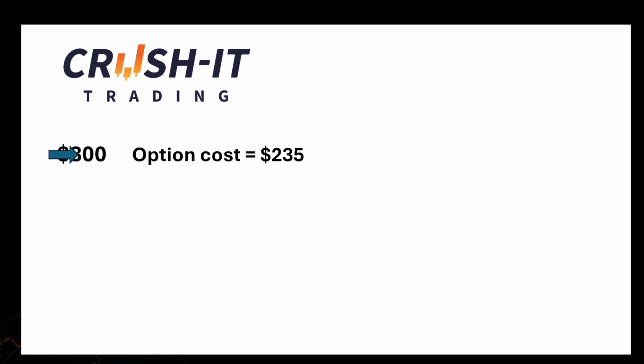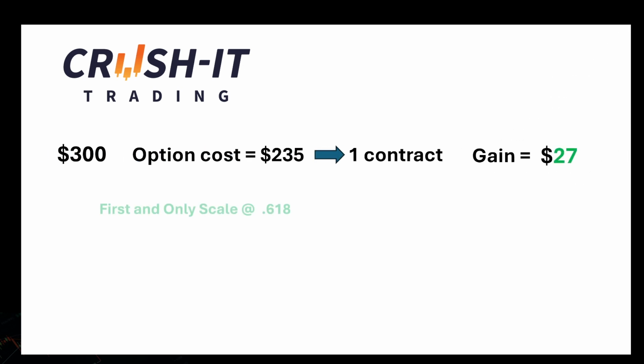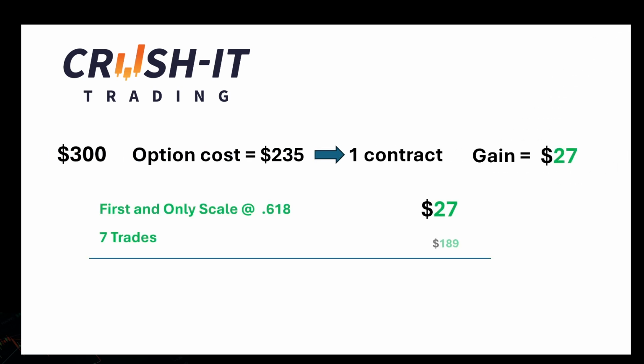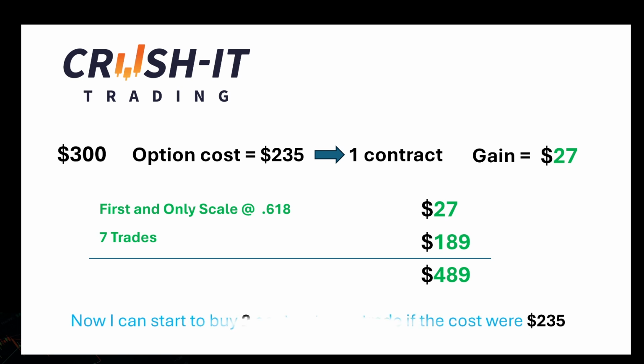So first of all, we have $300 to work with in our account. Options cost $235. We can buy one contract. Our gain was $27. Our first and only scale was at the 0.618. We're going to go over this again at the end of the video.